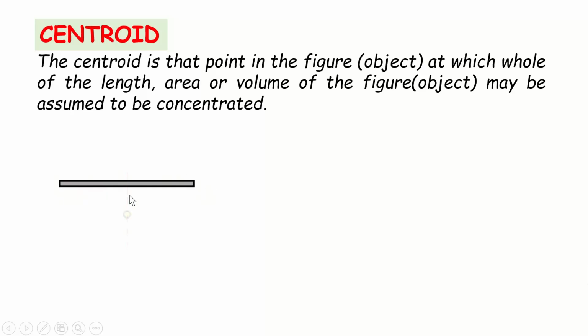the point is going to be somewhere in the middle of the length. So this is the center point of the length. This is called the centroid of this particular object, which is a linear object.